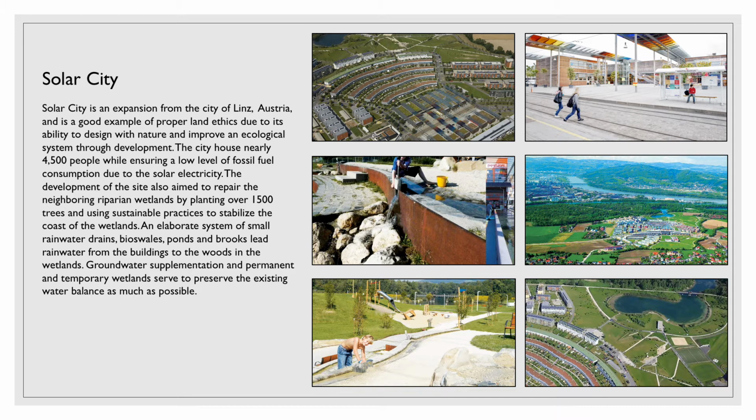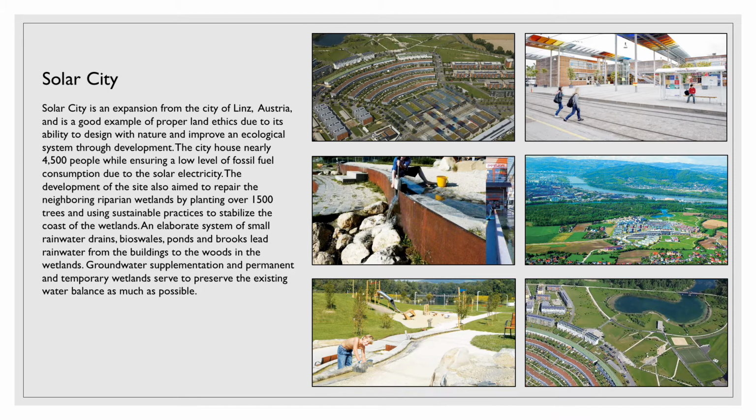Solar City is an expansion from the city of Linz, Austria, and is a good example of proper land ethics due to its ability to design with nature and improve an ecological system through development. The city houses nearly 4,500 people, while ensuring a low level of fossil fuel consumption due to its solar electricity. The development of the site also aimed to repair the neighboring riparian wetlands by planting over 1,500 trees and using sustainable practices to stabilize the coast of the wetlands.